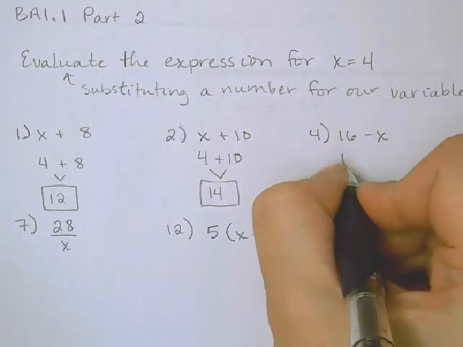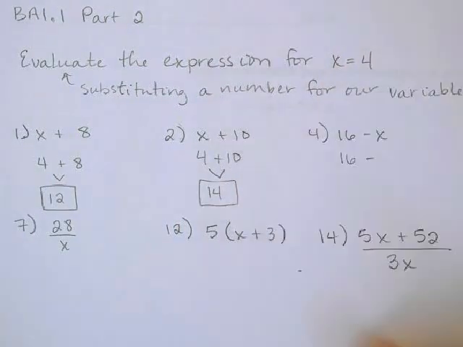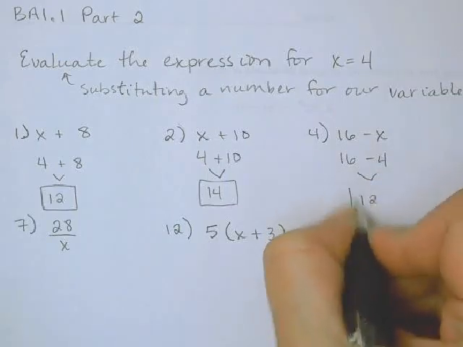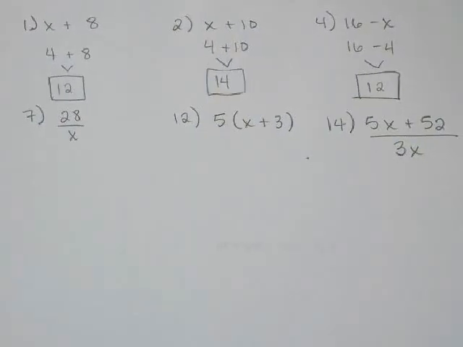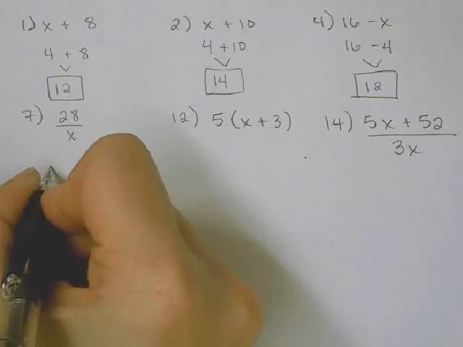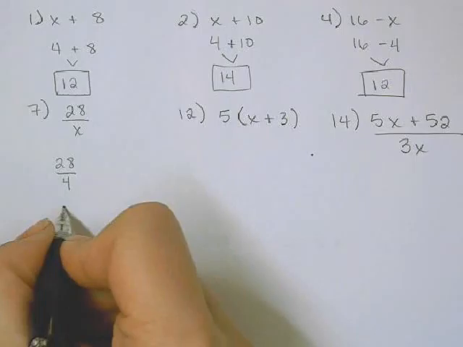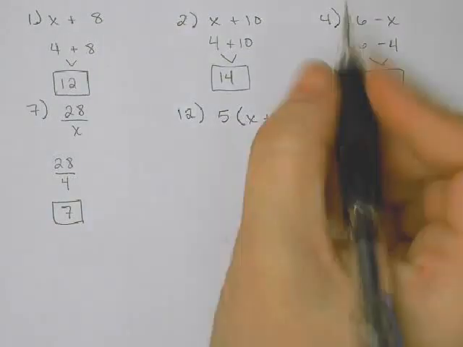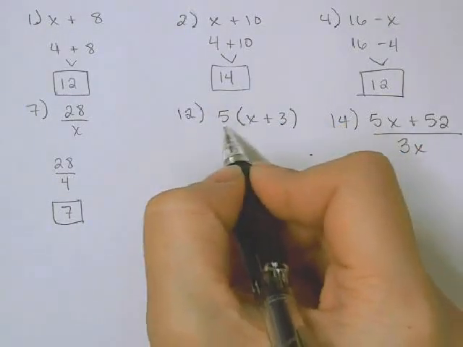16 minus x, so that's going to be 16 minus 4, which is 12. Moving on down, 28 divided by x is 28 divided by 4, which gives us 7. And you can use the calculator on problems like this if you don't know those things off the top of your head.